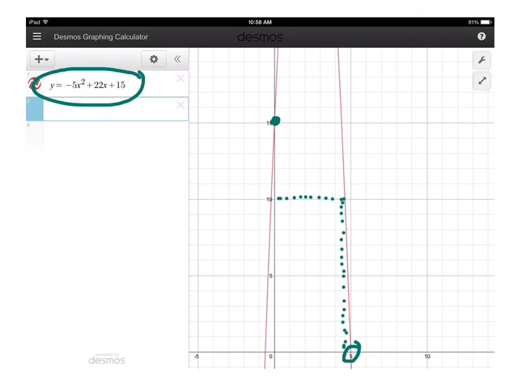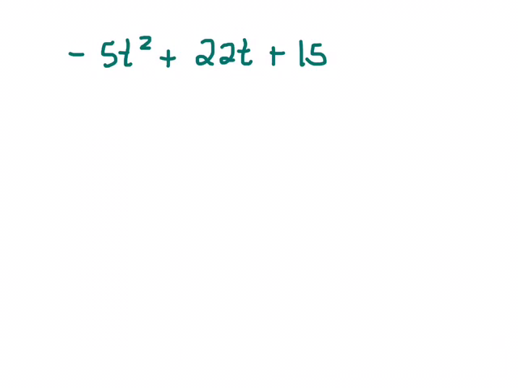You can't see it on the graph, but we're actually going to calculate now. What is the highest point that the rocket goes? What is the maximum value of the rocket? Okay, so now we want to find the maximum height. So we are going to complete the square.